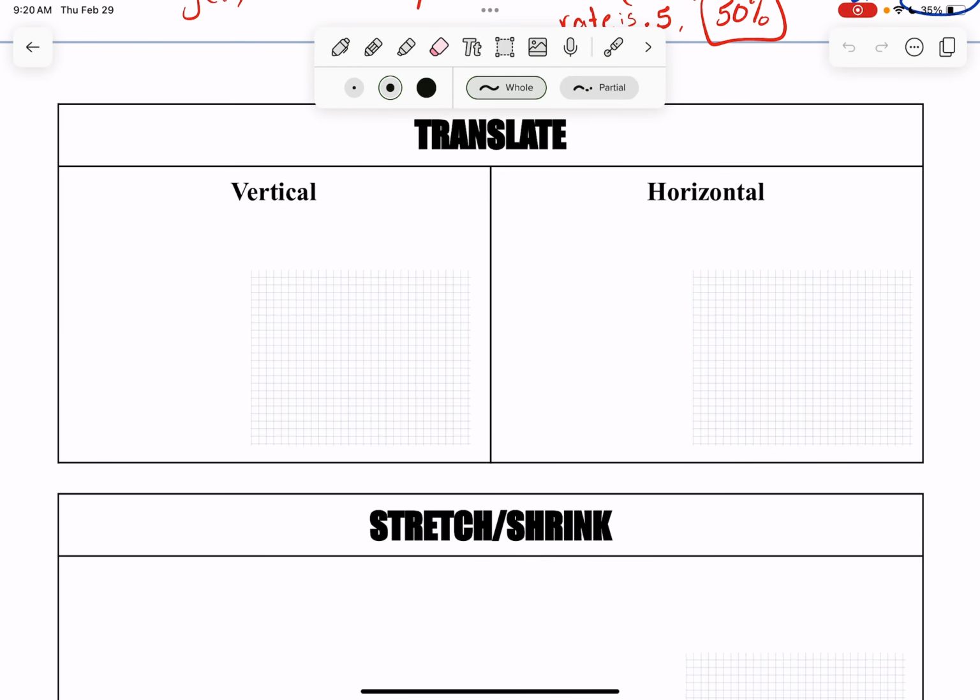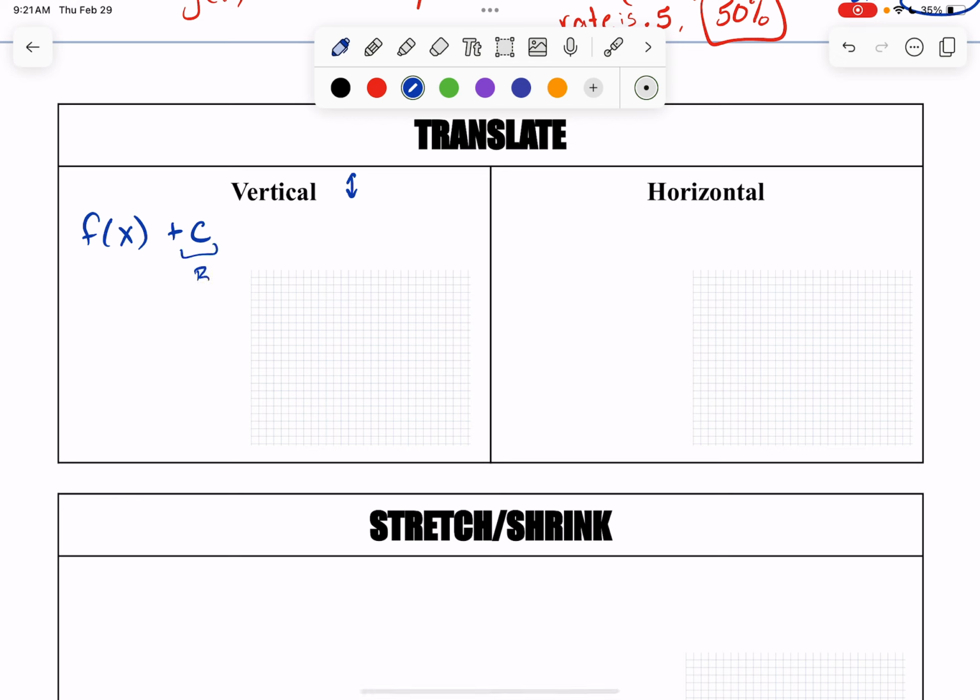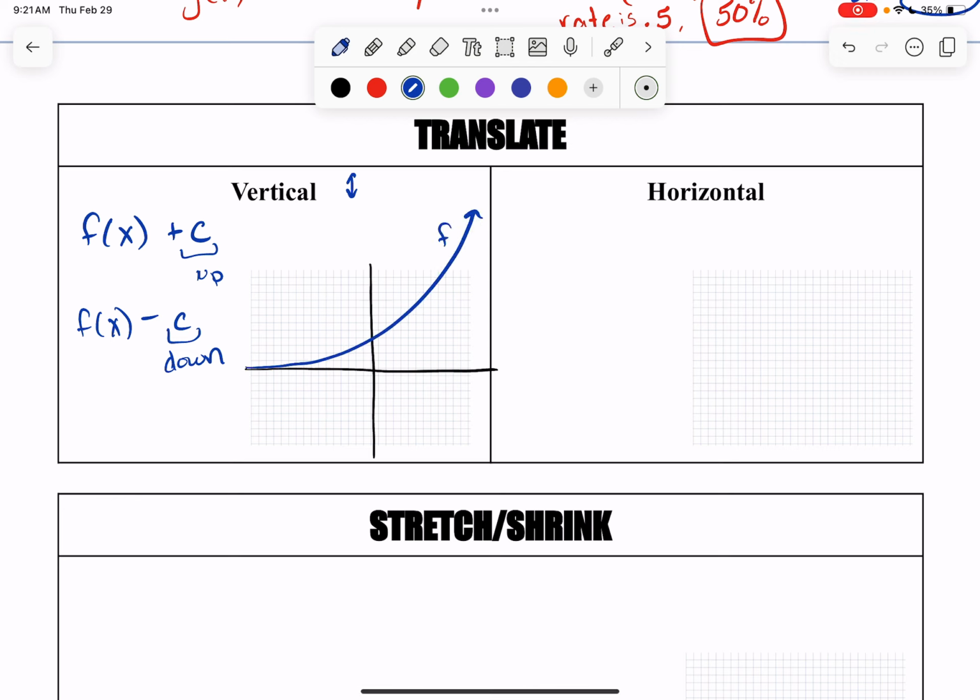Okay, so if I want to translate vertically, up and down, the rule's the same. I take the function and I add c or subtract c. If I add c, it's going to move it up c units. If I subtract c, it's going to move it down. So if I'm looking at the graph, let's just graph it as standard. Let's make this the growth parent. So there's my parent f.